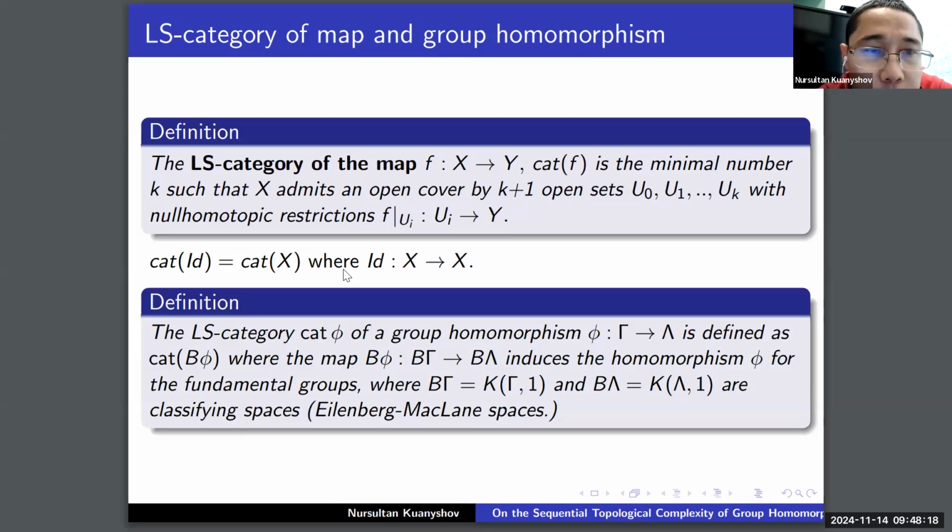Once I have a definition for the LS category of a map, I can easily define the LS category of a group homomorphism to be the LS category of the map between the classifying spaces. Remember, this B gamma is called the Eilenberg-MacLane space: a path connected space whose fundamental group is gamma and whose higher homotopy groups are trivial. And there is, I think as an exercise in algebraic topology, a one-to-one correspondence between group homomorphisms and homotopy classes of maps between classifying spaces. And since LS category is homotopy invariant, this definition is well defined.